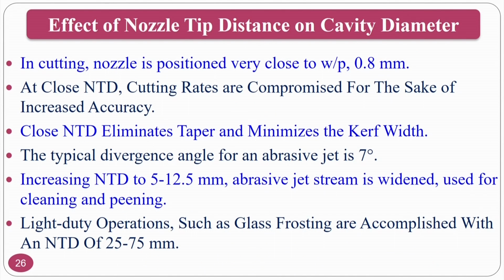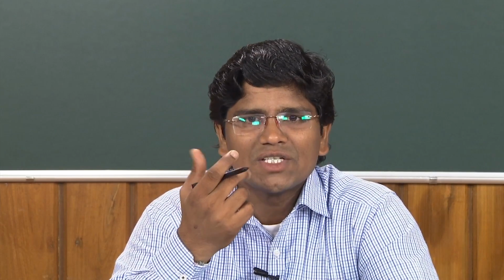Effect of nozzle tip distance on the cavity diameter. The cutting nozzle is positioned very close to the workpiece, normally at a distance of 0.8 mm. At the close nozzle tip distance, cutting rates are compromised for the sake of increasing accuracy. That means whenever the nozzle tip distance is low, your interest is to get the perfect cut, the accurate dimensions that you want.